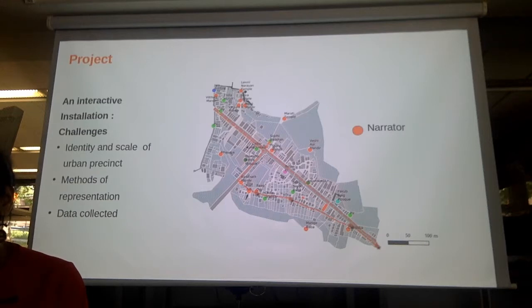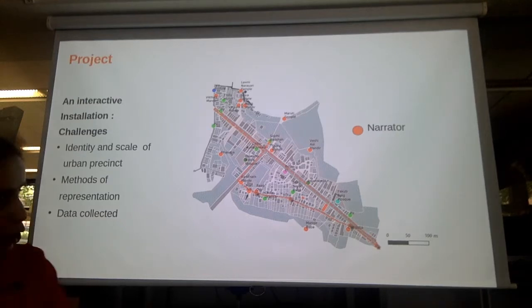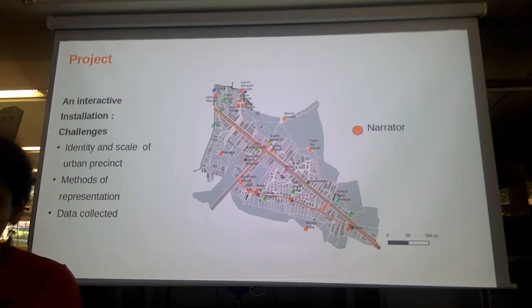So this is like a little urban precinct in a city that I have grown up in, which is the basis of my research, where I have been collecting data about communities and how communities live together in an urban precinct, and how an architectural place comes about and what is the meaning of it.